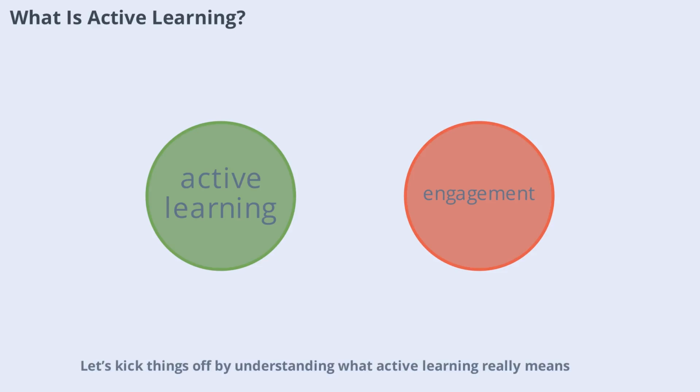Let's kick things off by understanding what active learning really means. Unlike traditional learning, where students passively receive information, active learning is all about engaging directly with the material. It encourages students to participate, discuss, and apply concepts, making the learning process much more dynamic and memorable. Whether you're in a classroom or studying solo, active learning techniques can help you retain information better and develop critical thinking skills. In this video, we'll explore a variety of active learning strategies you can use to supercharge your study sessions and make learning more enjoyable.